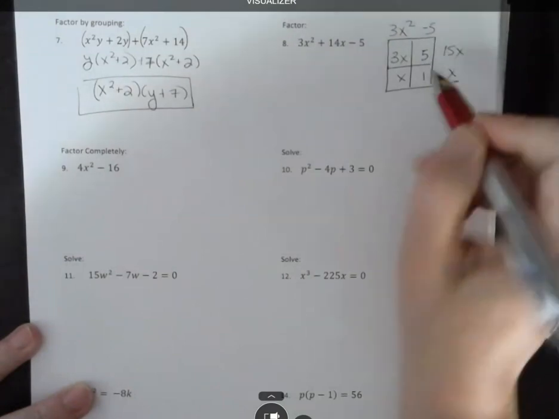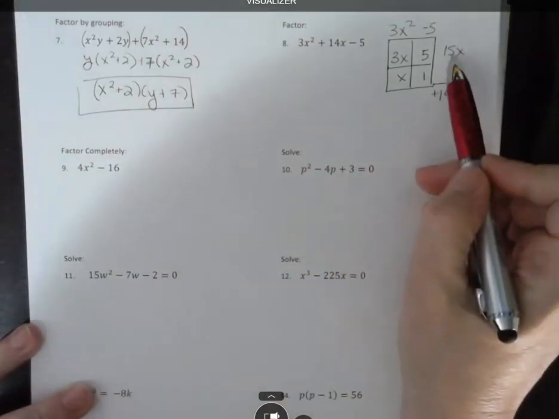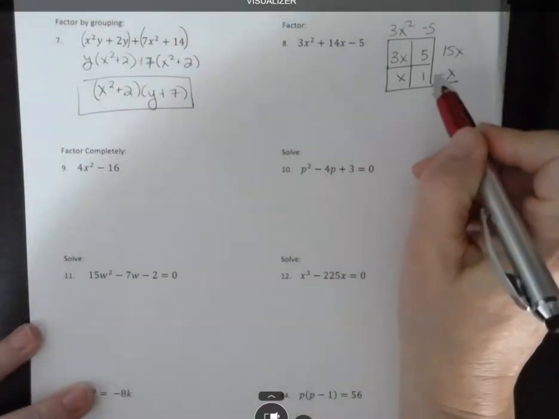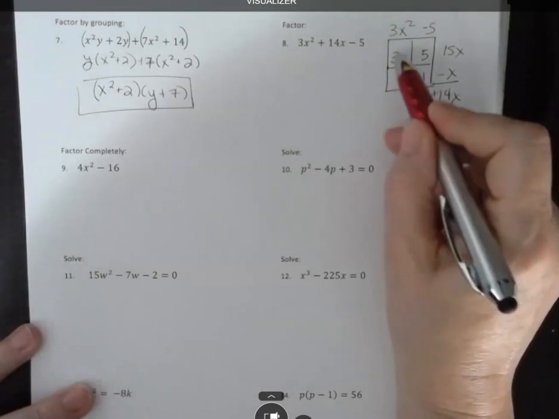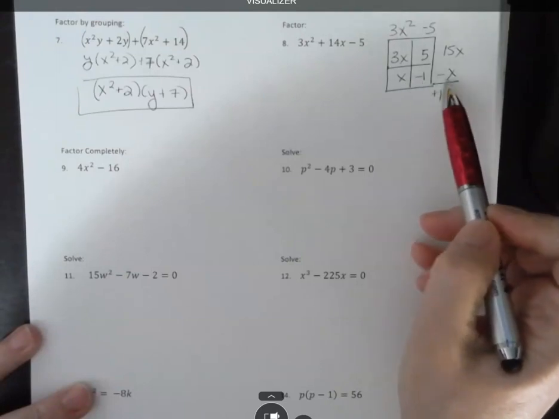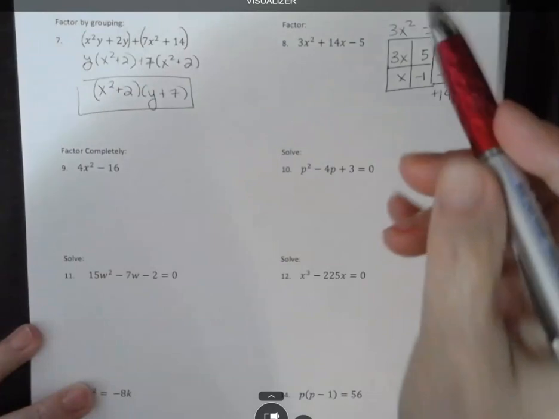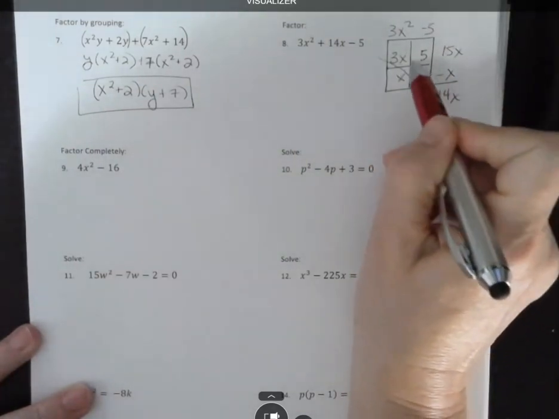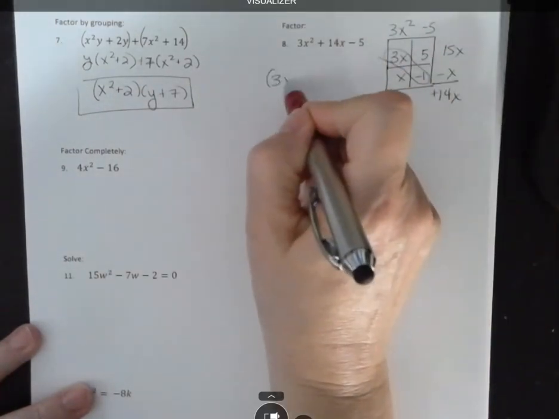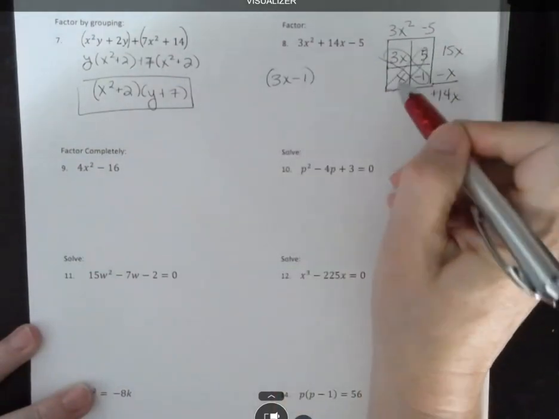But one of these has to be negative, and if you look down below, we want 14 positive. So the 15 should be positive and the x should be negative, and we never put a negative term in the first column, so it must go here. That we have x times negative 1 is negative x. Now if we add those together, we get the positive 14x, and the answer is on the diagonal, so we get 3x minus 1 and x plus 5 on the other diagonal.